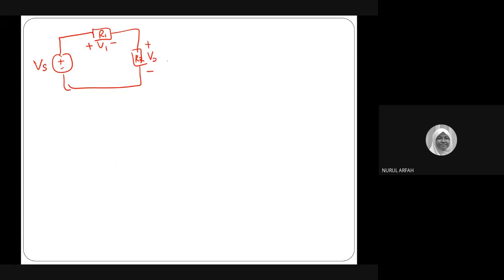So in order to use a voltage divider, first make sure this is in series. Okay, this is a series circuit. And then make sure this is a voltage source. And then you're going to find voltage 1 and 2. So that's why they call it a voltage divider.